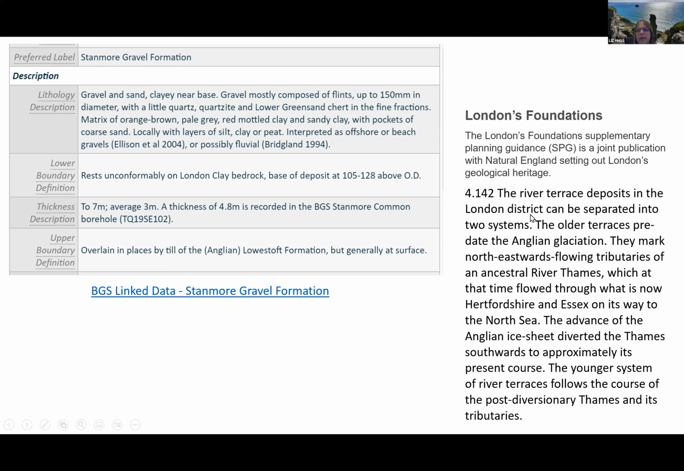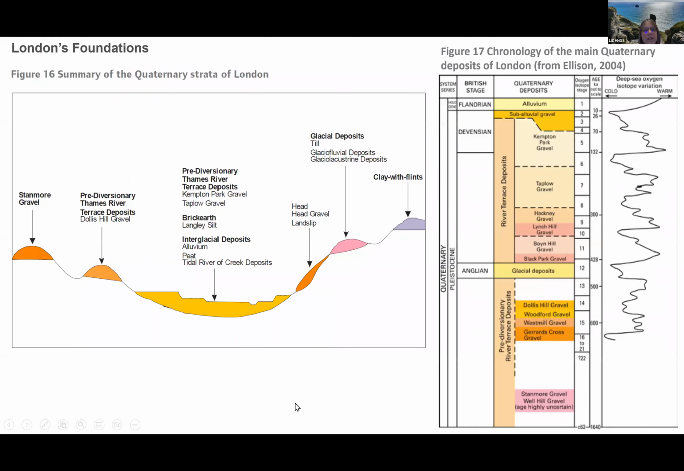So the Stanmore Gravel is the older one, before the Anglian ice sheet. That's what we're talking about, right? Please correct me if I'm wrong, because I don't know anything about this. I'm just reading what I can and trying to understand it.